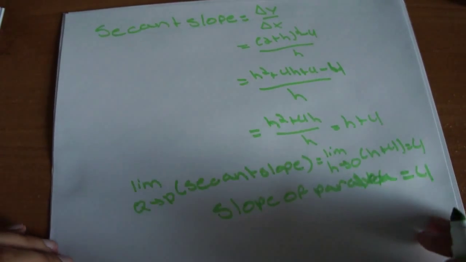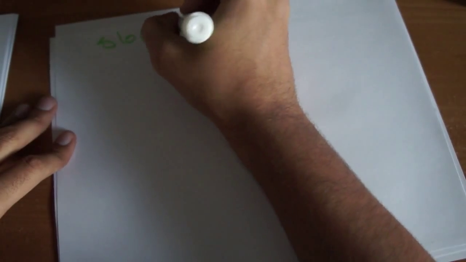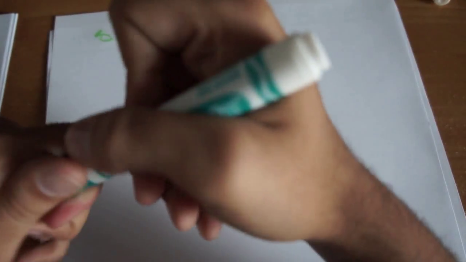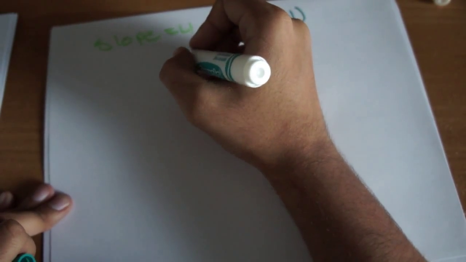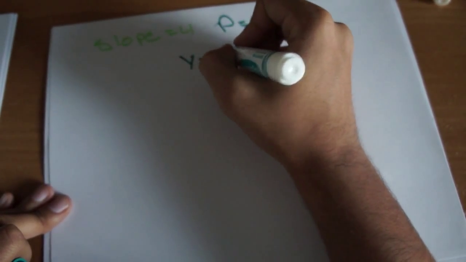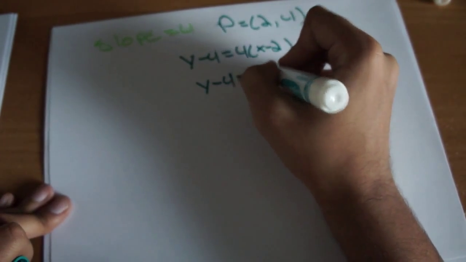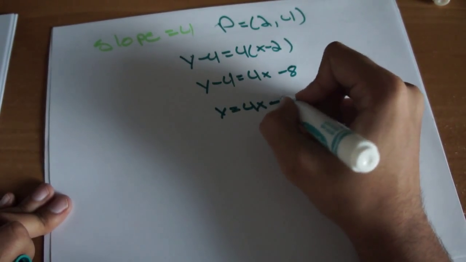Now we have to find the tangent line at this point. The tangent line at this point will have slope equal to 4. Let's use a different color. We have the point P, which is (2, 4). So using point-slope form, we have y minus 4 equals 4 times x minus 2, y minus 4 equals 4x minus 8, y equals 4x minus 4.